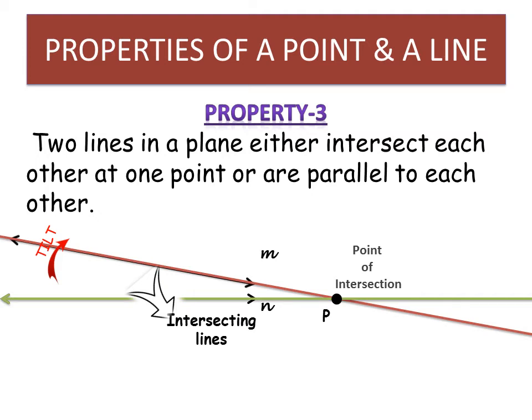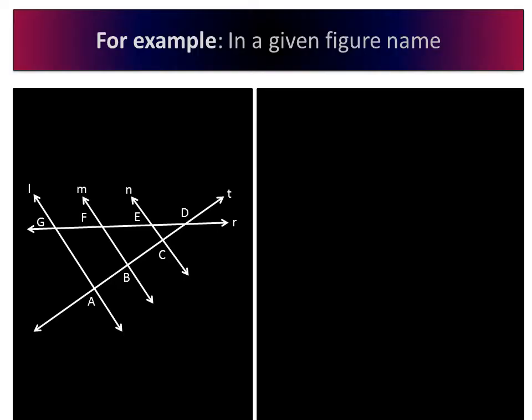So what we observe, two lines in a plane either intersect each other at one point or are parallel to each other. Hope you understand all three properties of a point and a line. Students, if you learn all the definitions, you can easily solve this example.